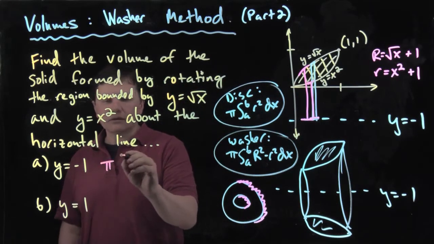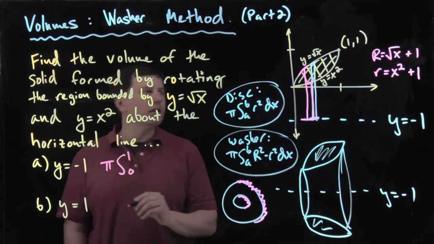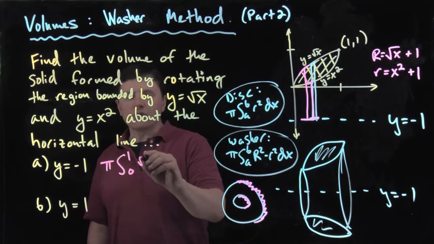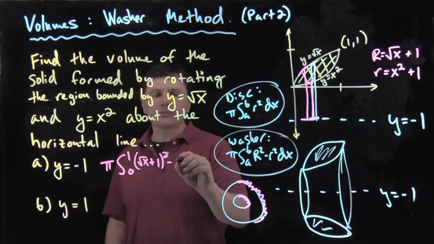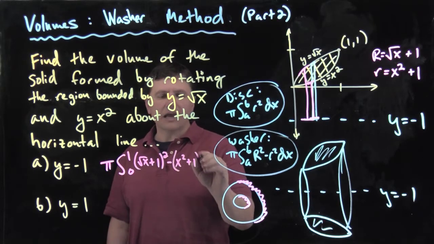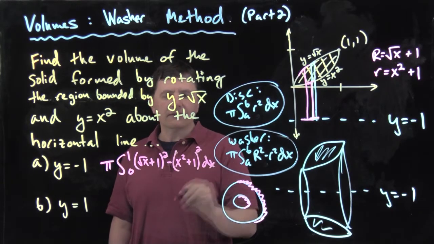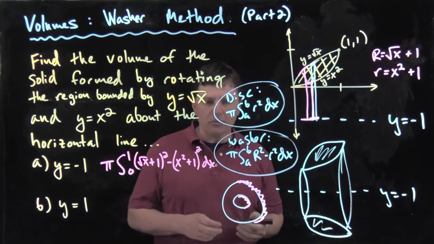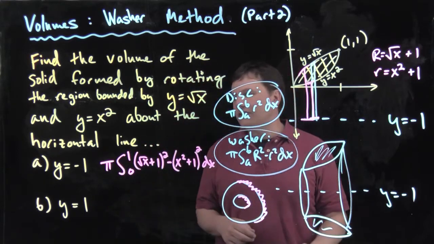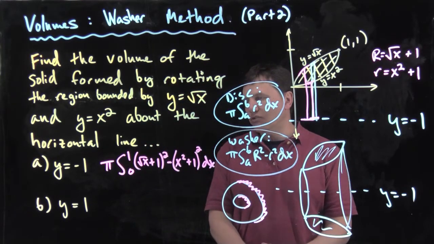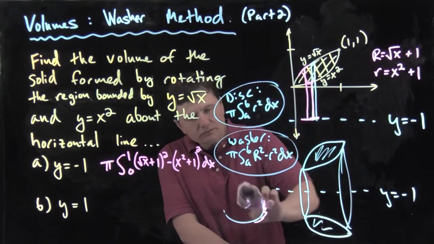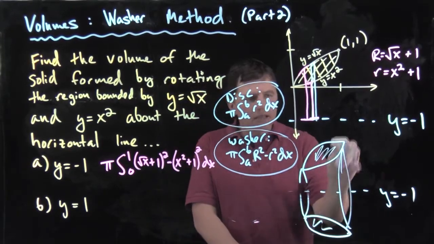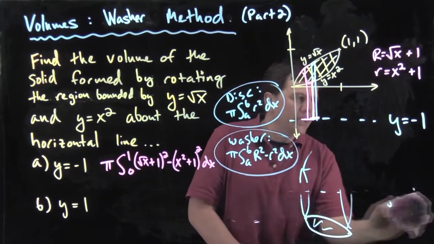So the integral from 0 to 1 of big R, the square root of x plus 1, squared, minus our little r, x squared plus 1, that quantity squared, dx. We'll calculate these here in a moment. All right, so that is if we rotate about the line y equals -1. Okay, what if we rotate about y equals 1? So let's erase what we've done here so far, and let's change that axis of rotation to y equals 1.